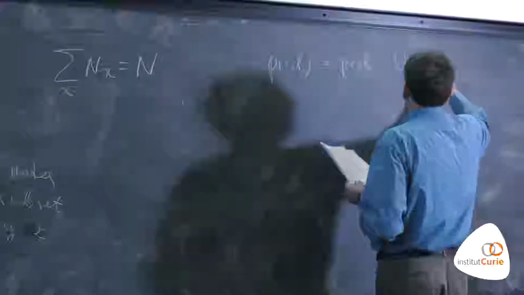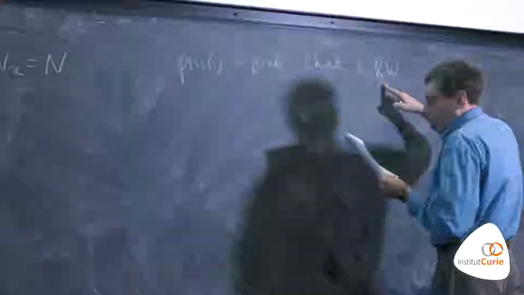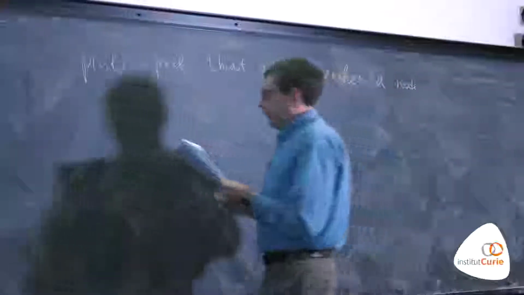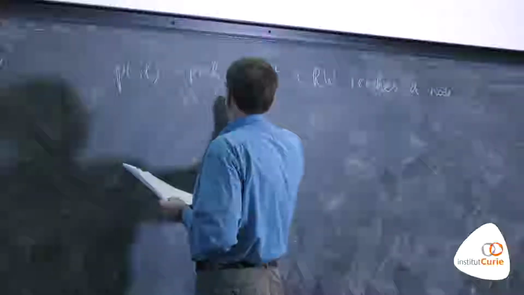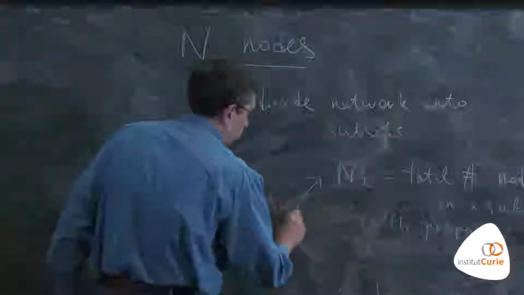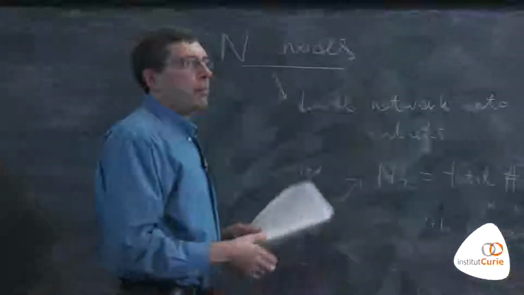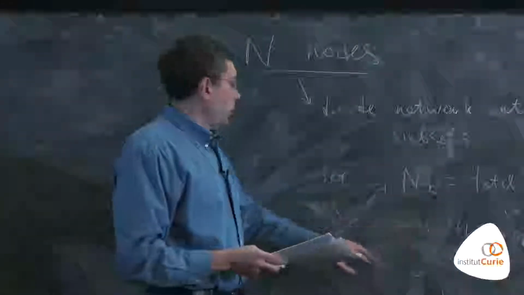So if I introduce a probability that a random walker, RW, reaches a node in Sx, and Sx is the set that consists of nx nodes. So all the nodes, of which there are nx in total, will be a set I will call Sx.